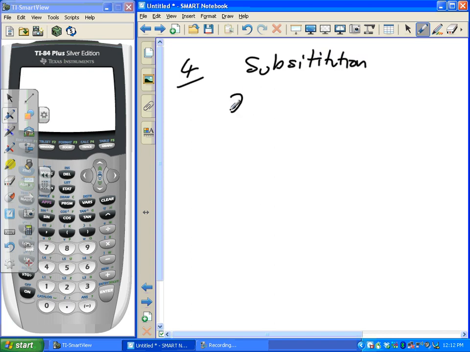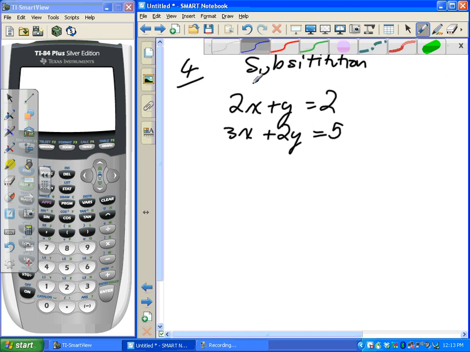And your two equations are 2x plus y equals 2, and 3x plus 2y equals 5. Okay, so solve by substitution. To solve by substitution means I need to take one equation and set it equal to one of the variables. So I'm going to take the first equation, I'm going to do it in blue.